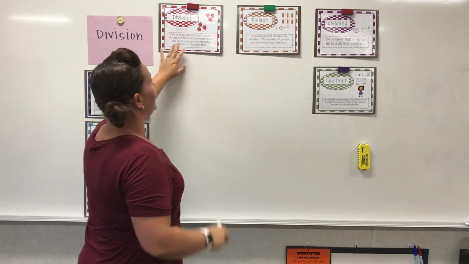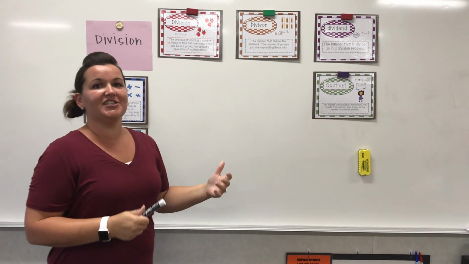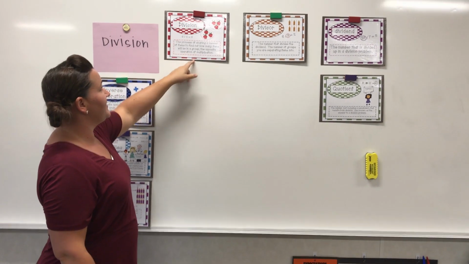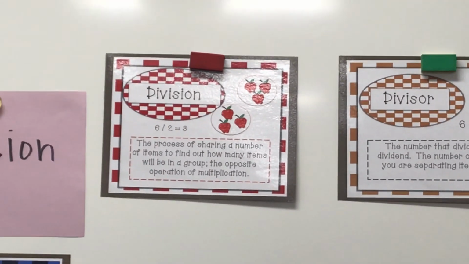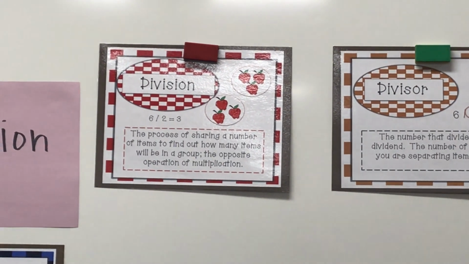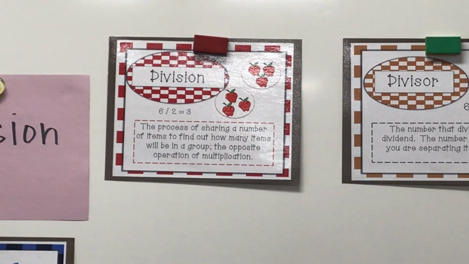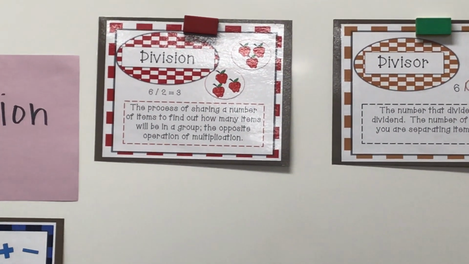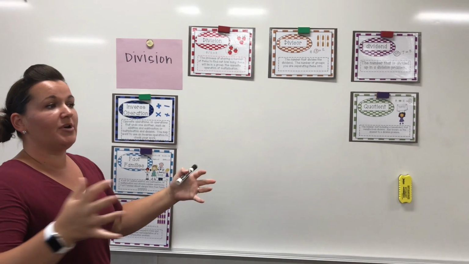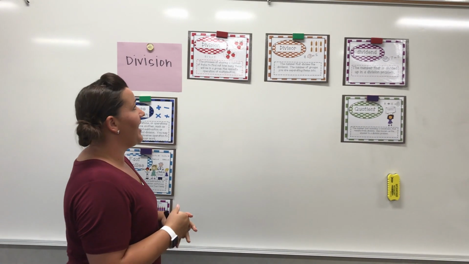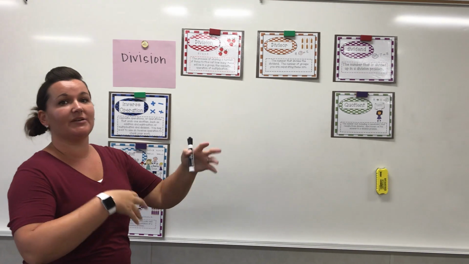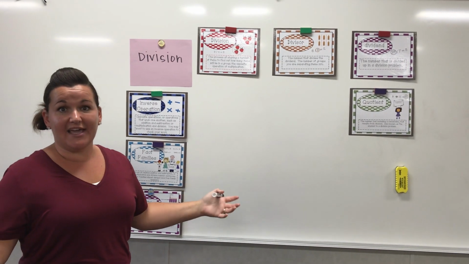So first off, what is division? Division is the process, if you zoom in right here, Mrs. DeBry, of sharing a number of items to find out how many items will be in a group, the opposite operation of multiplication. So instead of putting everything together to see how many you have with multiplication, you're divvying it out to see how many each person would get.